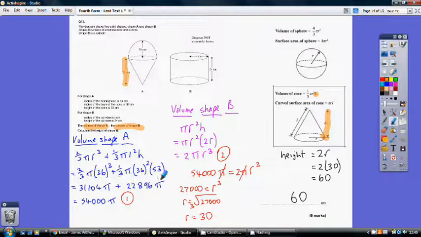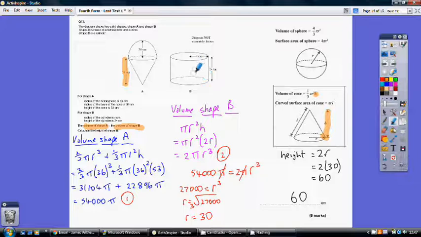So anyway, processing that, we get 54,000 pi. And again, like I said earlier on, just leave it in terms of pi, okay? You can either deal with that right at the end, or like in this case, the pi's will cancel later on. So the volume of shape A is 54,000 pi. So moving on to the volume of shape B, a cylinder. The volume of this is just going to be the area of the circle times the height. So pi r squared times h.